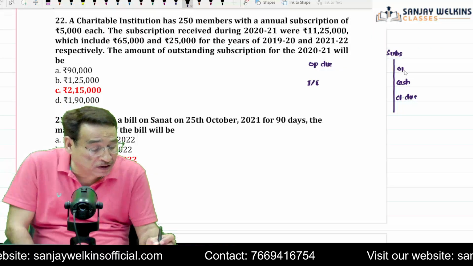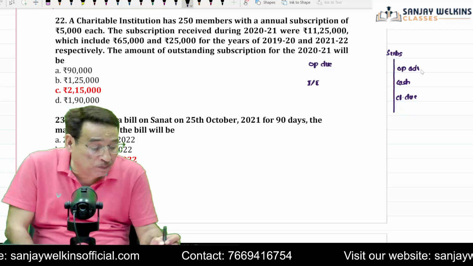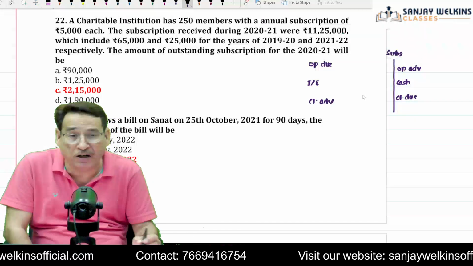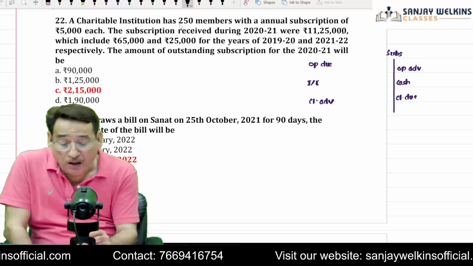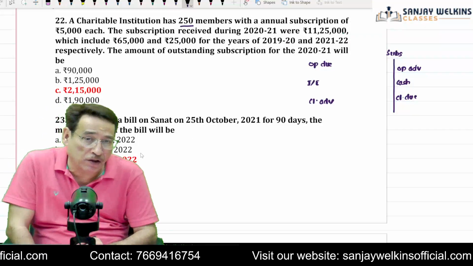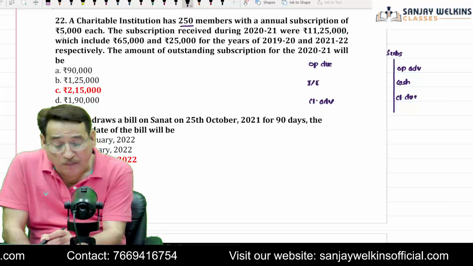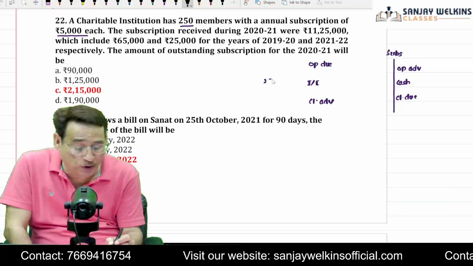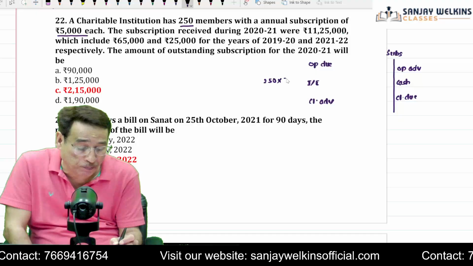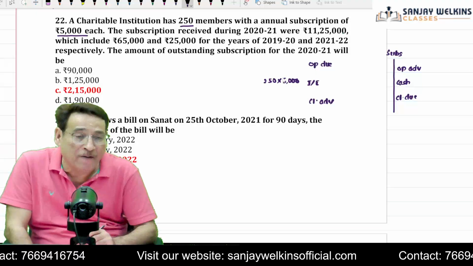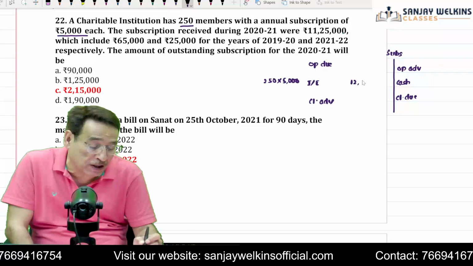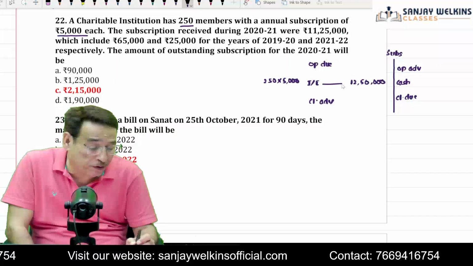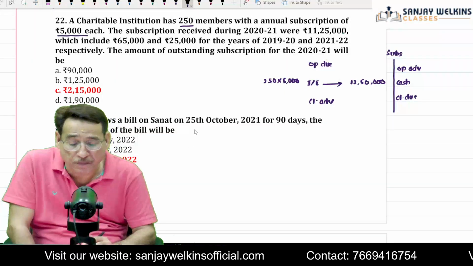Besides that, if there are some subscriptions in advance at the beginning of the year, we will write them here. And if we have received some subscription for the next year, known as closing advance, we are going to put it over here. In this question, it is given that this charitable organization has 250 members and each member is supposed to pay 5,000. So logically, I should receive 12,50,000 in the current year from the members. That means my current year's income from the members should be equal to 12,50,000.